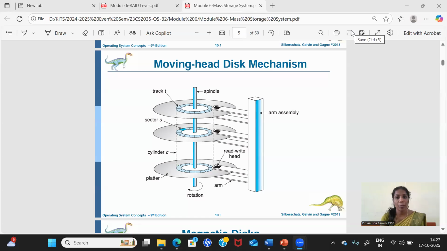Hi all. The topic for today's discussion is disk scheduling. Before learning disk scheduling, we need to know what is the need of the disk we are using in a computer, normal laptops, wherever. The disk's main purpose is storage.